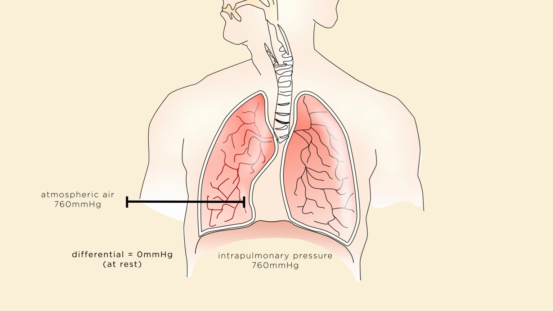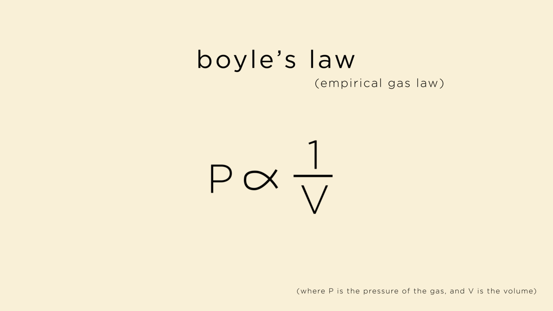In order to get air to flow between the outside and the inside, we must decrease the pressure inside. And to do that, we need to increase the volume of the thoracic cavity. Now, Boyle's law governs this, which is one of the empirical gas laws. If you've ever studied chemistry, you'll have some flashbacks to Boyle's law. It describes the relationship between pressure and volume inside a fixed space.